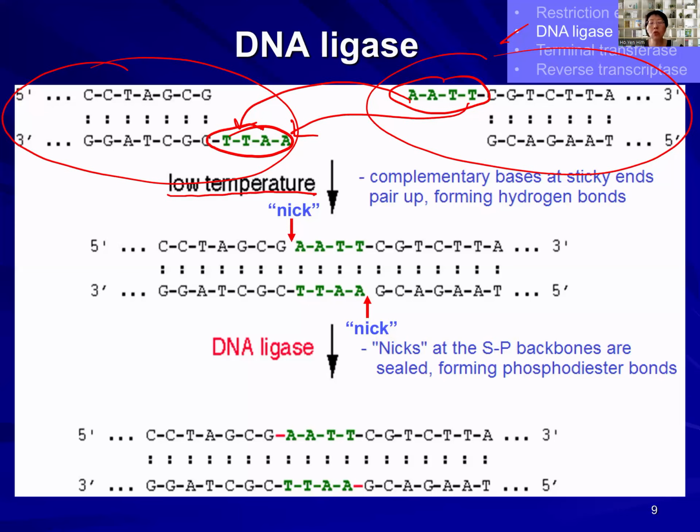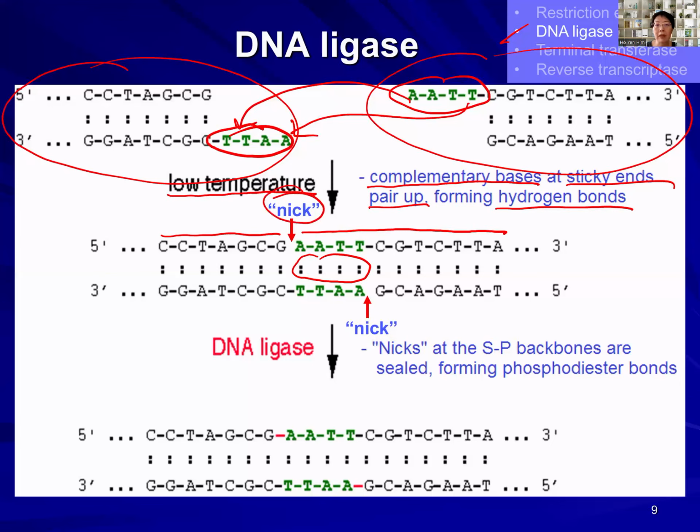So when you put these two DNA together in the same test tube at low temperature, the sticky ends will bind together by complementary base pairing. And they'll form hydrogen bonds. So then you can see all these hydrogen bonds are formed already. But the sugar phosphate backbone here, can you see the sugar phosphate backbone? They are not joined yet. So therefore, there's a gap between the two sugar phosphate backbones of the two DNA fragments.